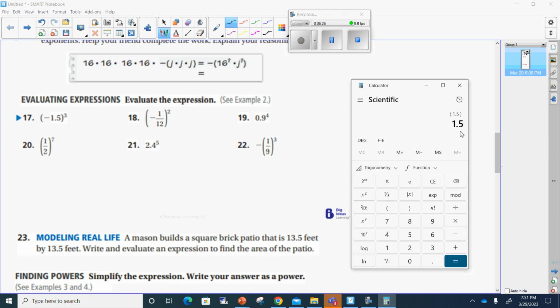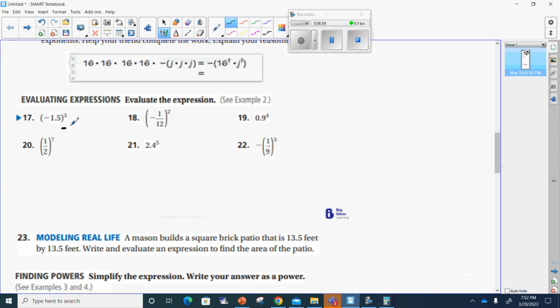And it looks like it put 1.5 without it. Since that didn't work, let me try deleting this and then try putting parentheses, negative 1.5. Let's see if that helps. There we go. And then I'm going to put it to the third power, which means I'm going to click on this one here. This is how you'd work your calculator. And that's going to give me negative 3.375.